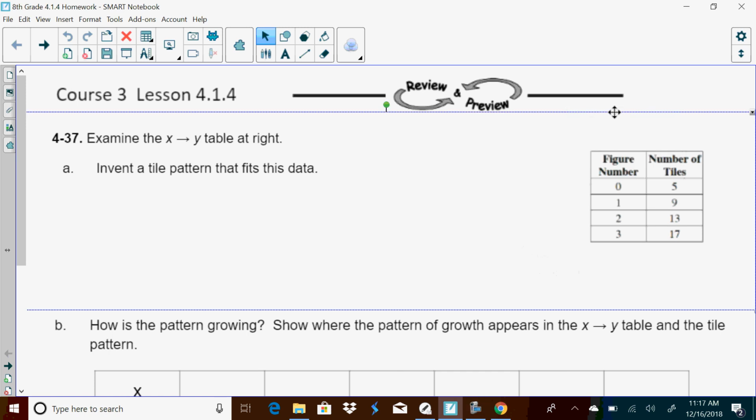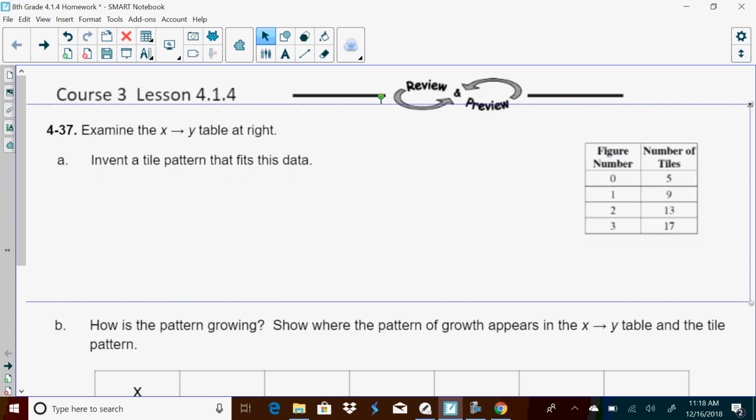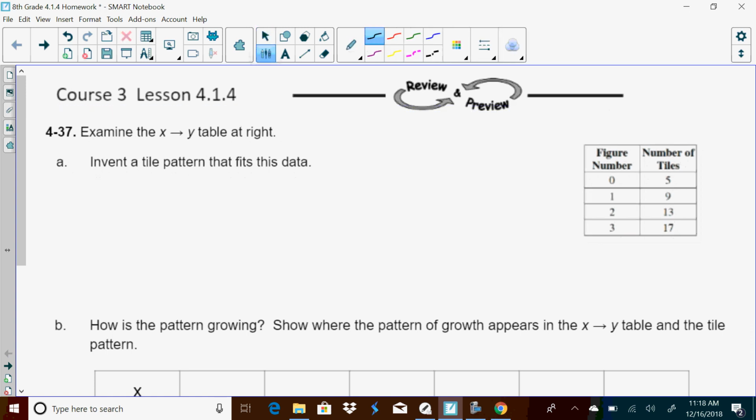Okay, here are the review preview answers for 414. The first problem, 437, said invent a tile pattern that fits this data. I noticed that the data was growing by 4 each time, and it started at 5.